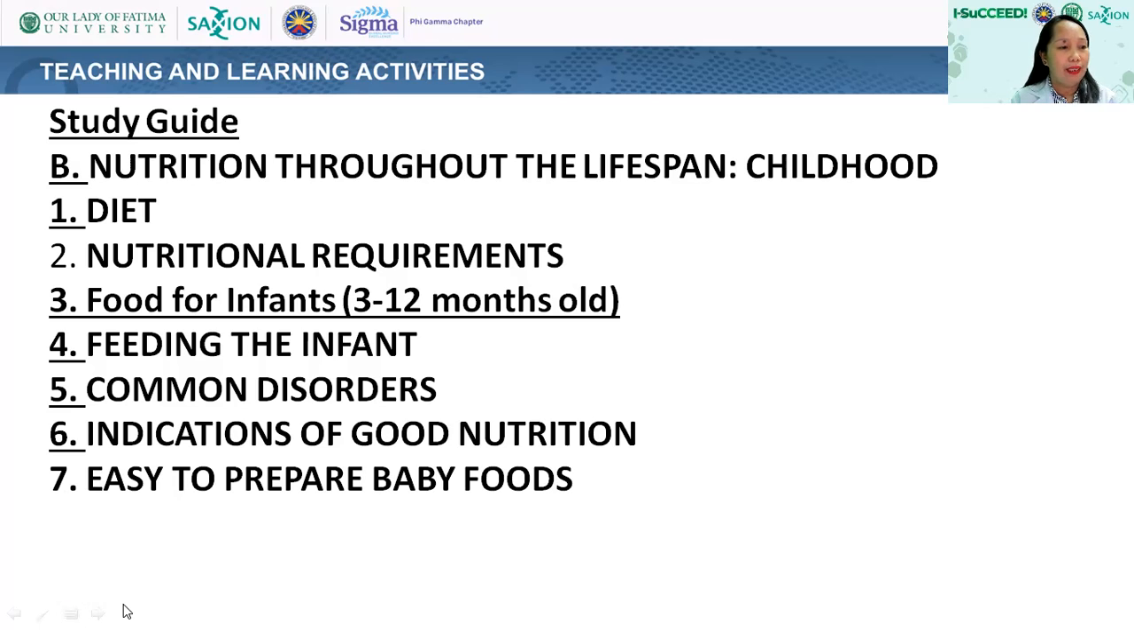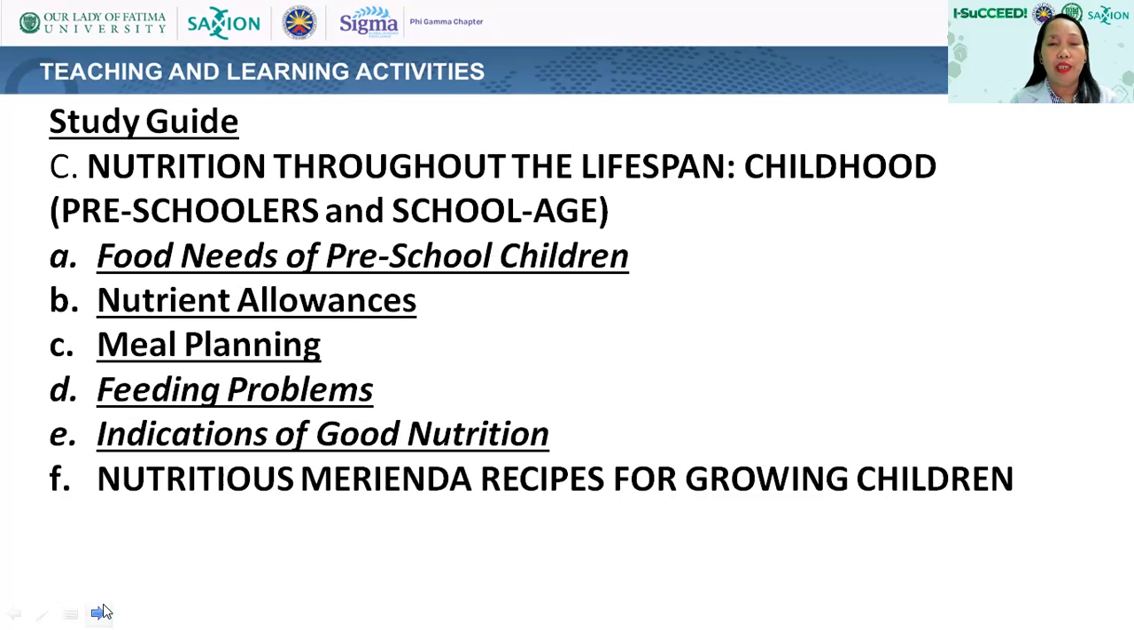For the next study guide, the teaching and learning activities focus on nutrition throughout the lifespan, specifically on the preschoolers and school-age children. First, we're going to have learning activities on food needs of preschool children. Next would be the nutrient and nutritional allowances for preschool children.